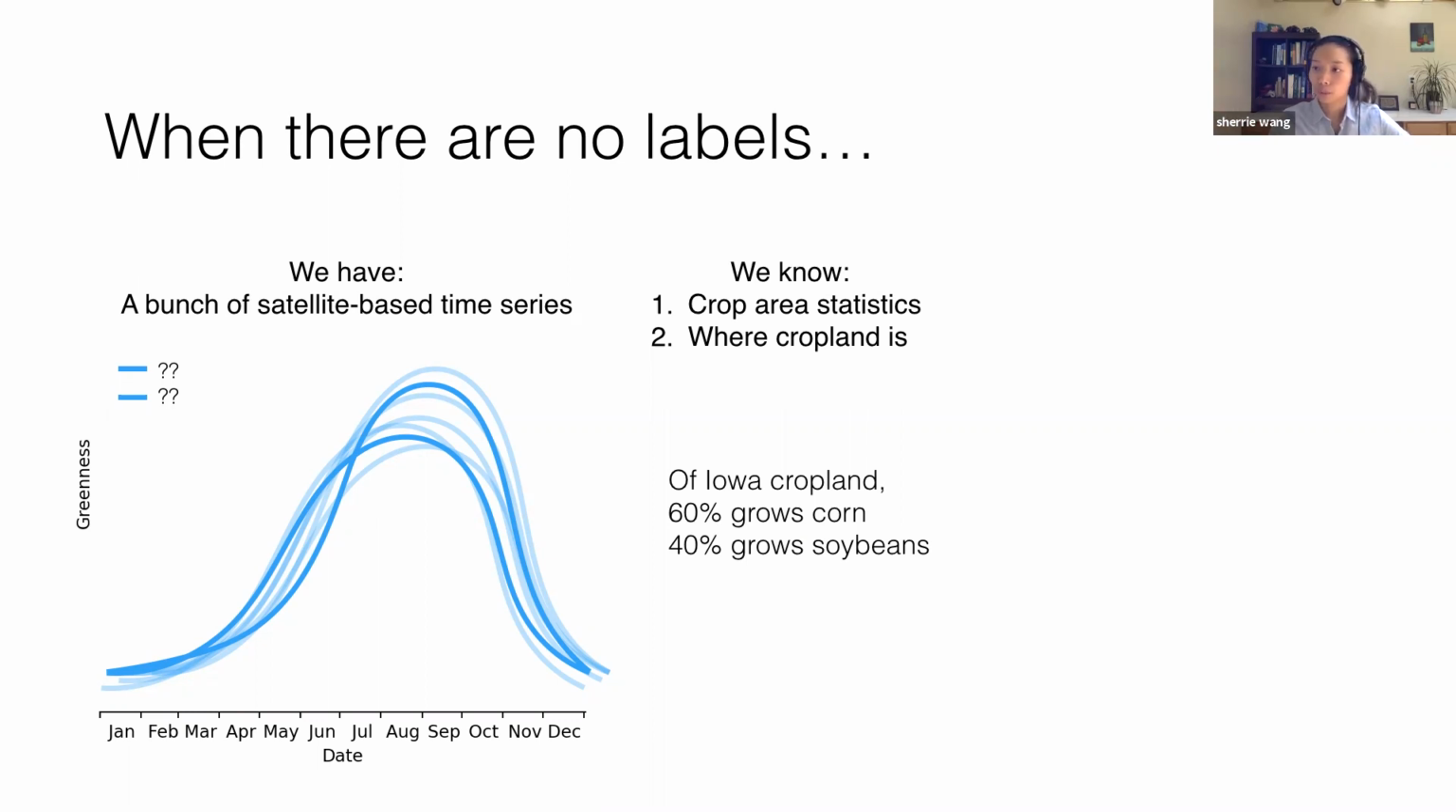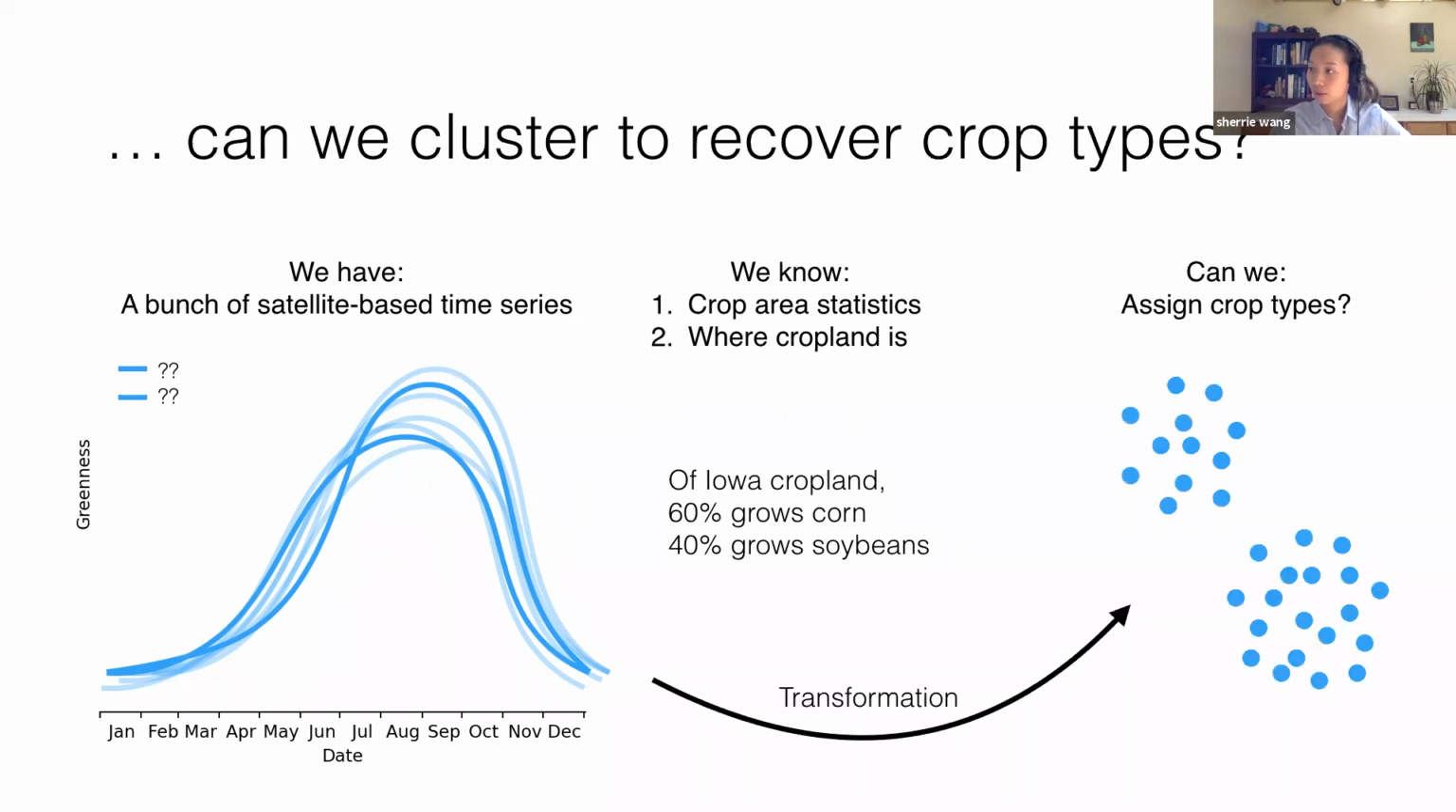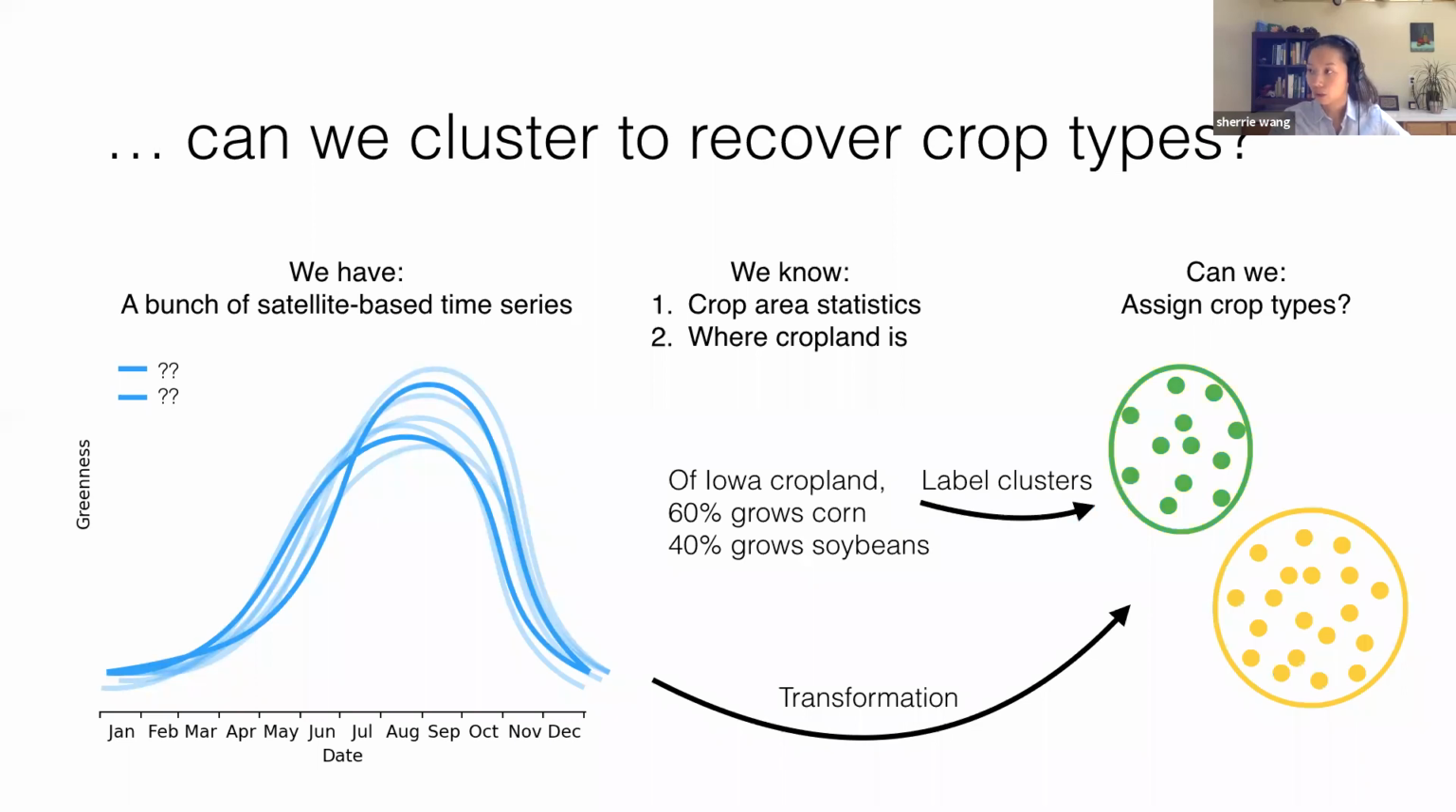We also are going to assume that we know where cropland is, even though I did just talk about how a lot of global cropland products are not super high accuracy in low income regions. We're going to assume that this problem is definitely further along and that we can eventually get these maps. So we're going to try to get a transformation of these time series such that the data points cluster by crop type. And then once we run a clustering algorithm to find the clusters, we're going to use this aggregated crop statistic to label the clusters.